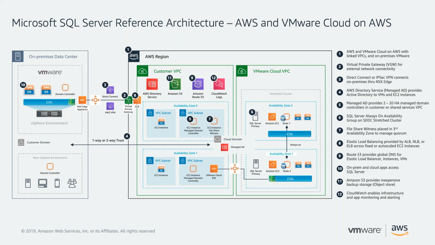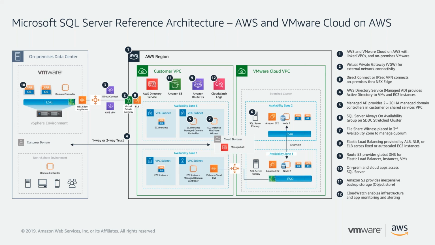Moving on to step 6 here, we have our SQL Server Always On availability groups set up on our SDDC stretch cluster. So we're running that cluster across 2 availability zones for high availability, so we can fail over pretty seamlessly. We have step 7, we have an EC2 instance running the file witness server. So that's making sure we don't have a split brain, and we can always tell who the proper active server is for our Always On availability group, and it helps manage the quorum there.